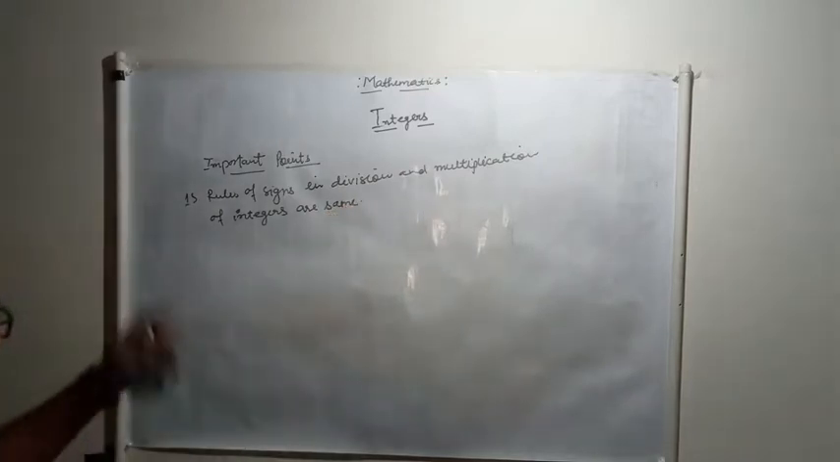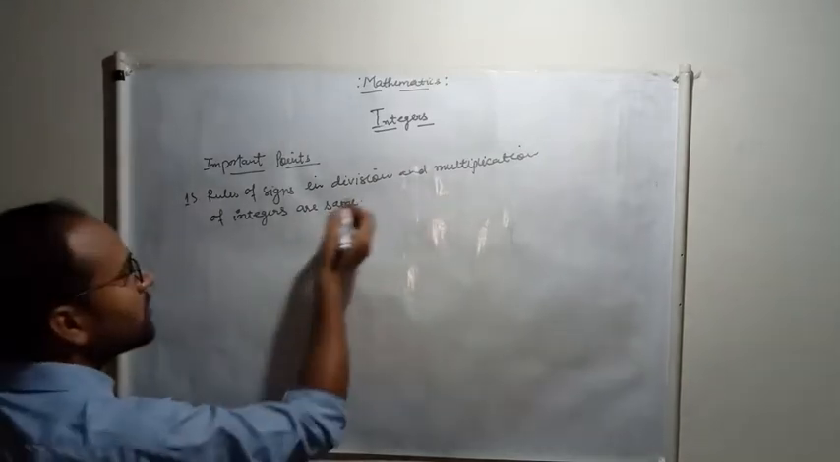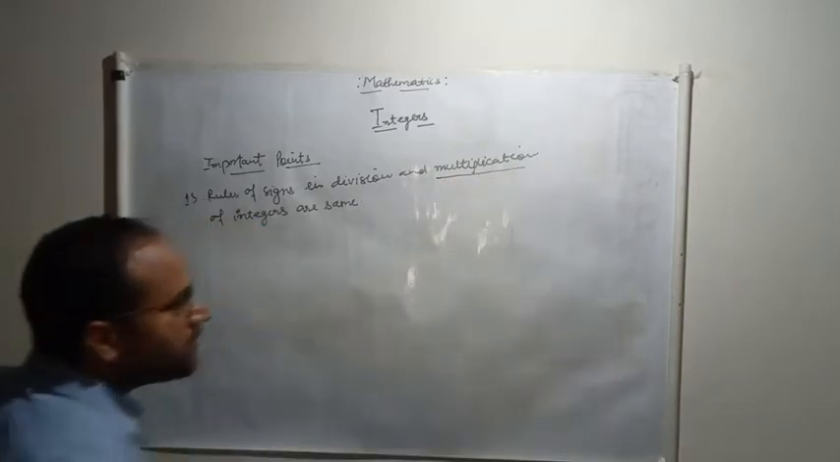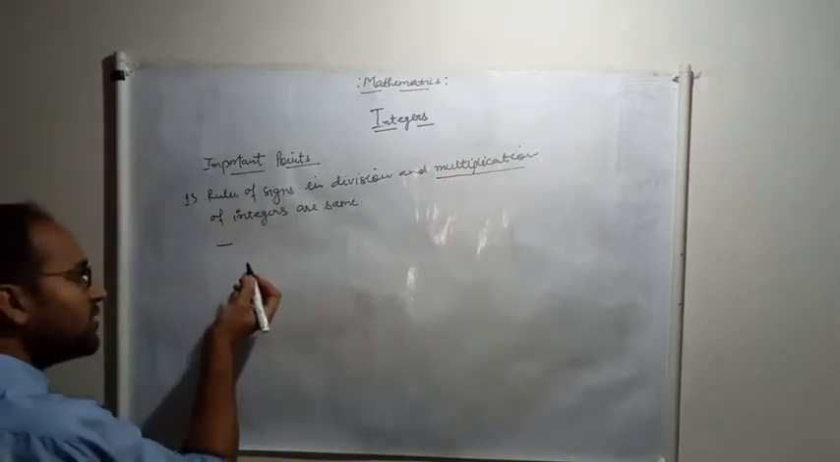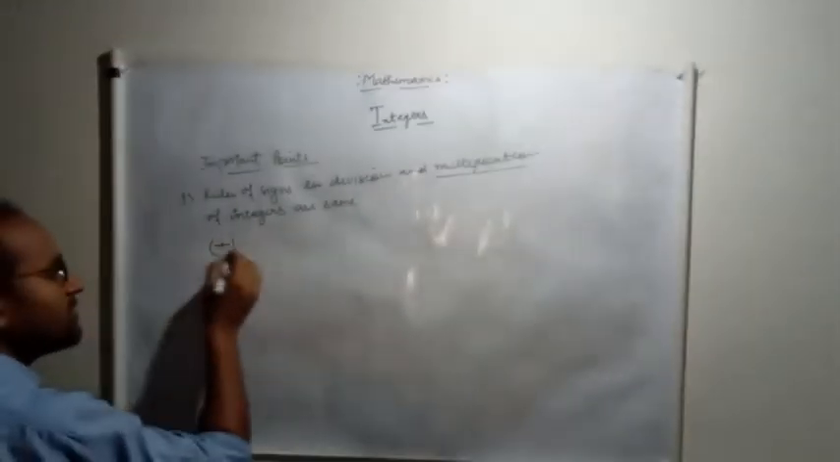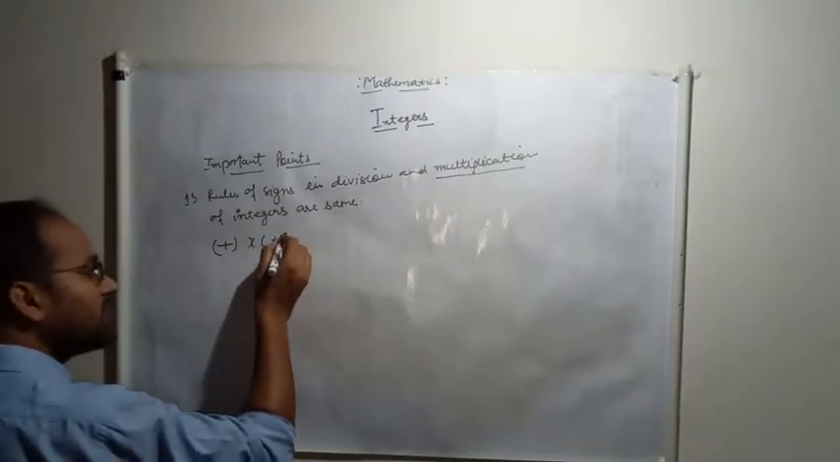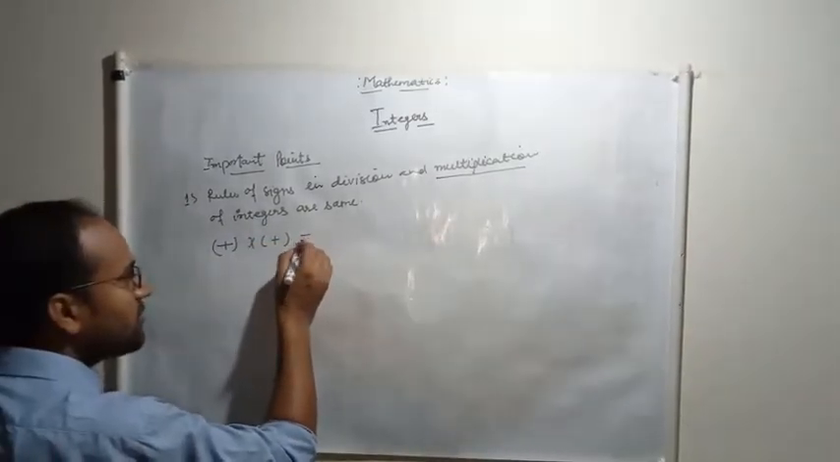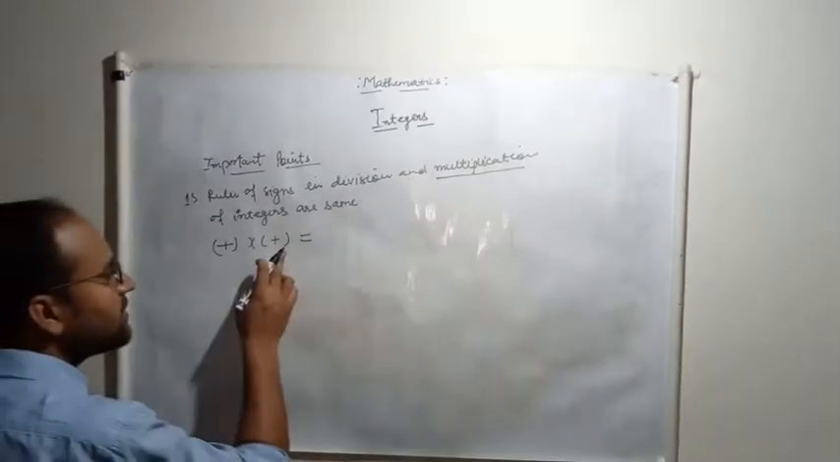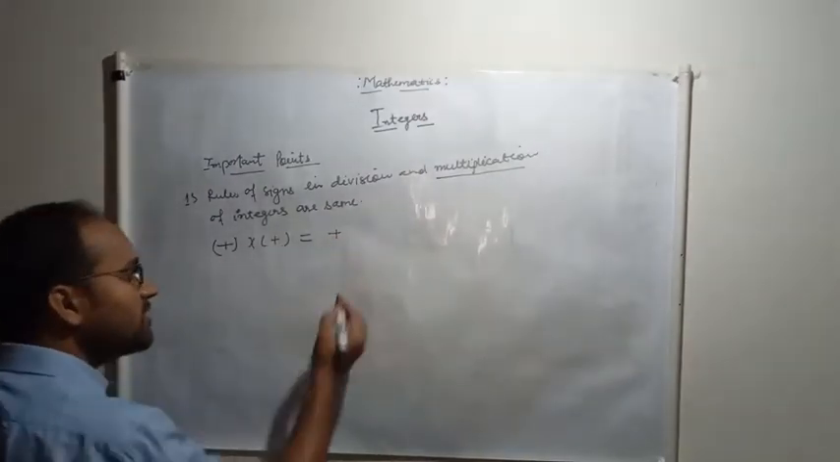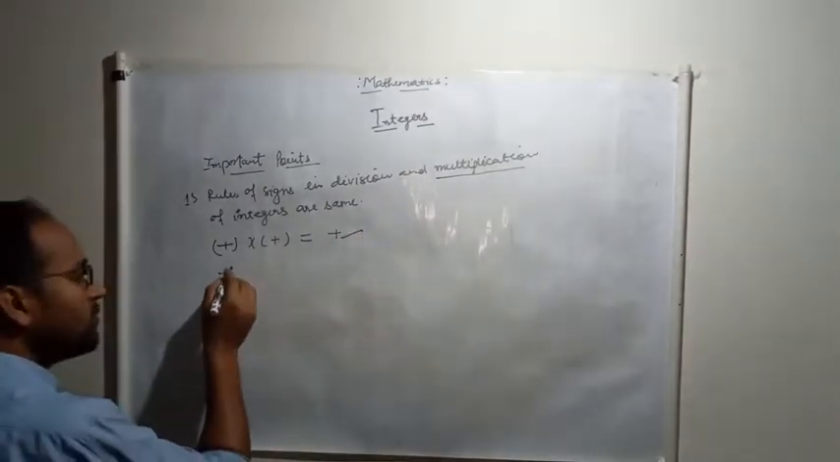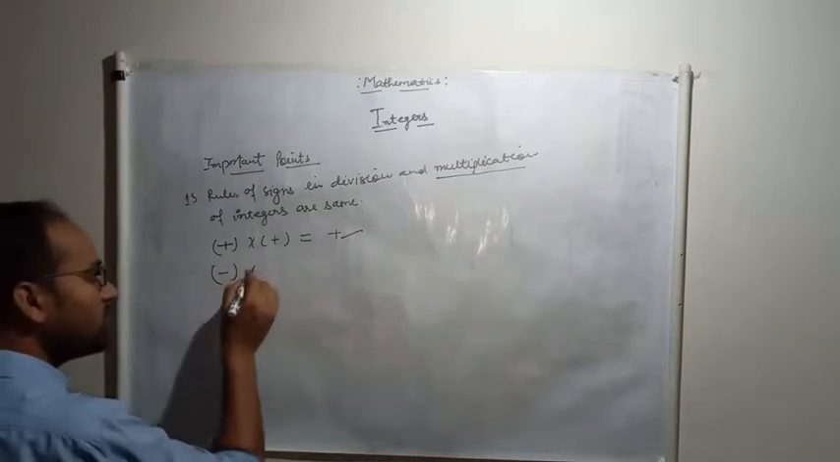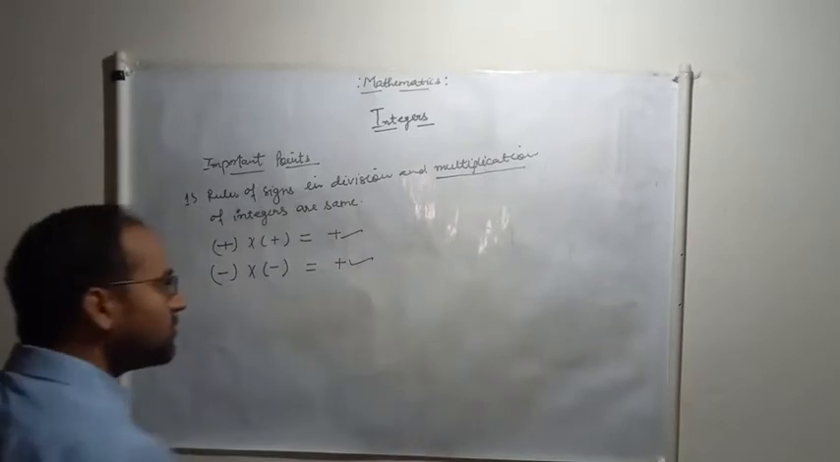So I show you this one. For first, I'm going to discuss the multiplication. If two integers which have a plus sign are going to be multiplied, I have discussed it, but one more time I want to revise it. Plus multiplied by plus, you always get the plus sign. If you multiply two negative integers, you always get the positive value.